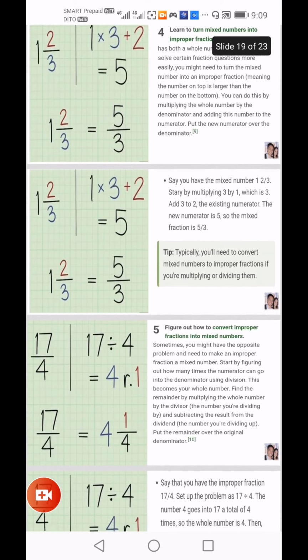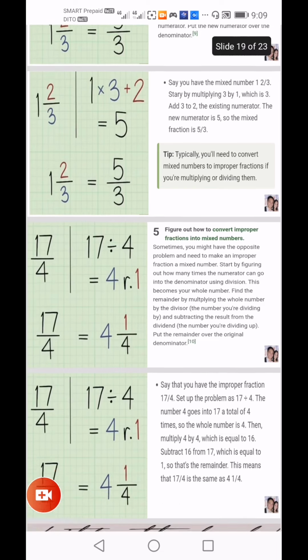Say you have the mixed number 1 and 2 over 3. Start by multiplying 3 by 1, which is 3, and add 3 to 2, the existing numerator. The new numerator is 5, so the improper fraction is 5 over 3. Typically, you'll need to convert mixed numbers to improper fractions if you're multiplying or dividing them.